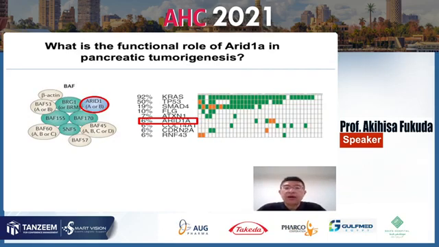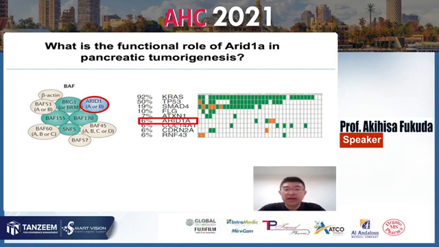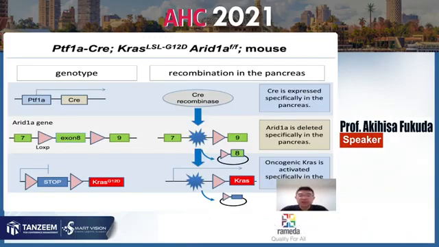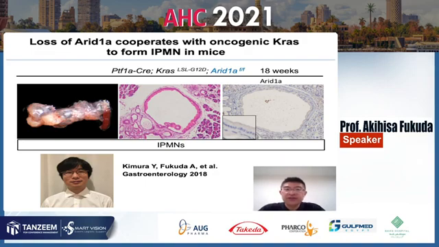On the other hand, ARID1A is the most frequently mutated gene in the SWI/SNF complex in human PDACs. So the next question is, what is the functional role of ARID1A in pancreatic cancer development? We next generated pancreatic-specific ARID1A knockout mice with oncogenic KRAS: PTF1A-Cre, KRAS, ARID1A flox mice. As shown here, loss of ARID1A cooperates with oncogenic KRAS to form IPMN. This is the same phenotype as BRG1 knockout mice.